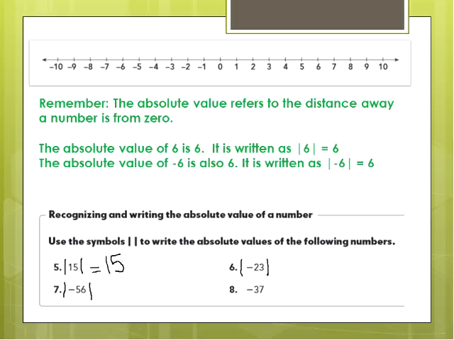How about what is the absolute value of -56? Go ahead, Sophie. The absolute value of -56 is 56. You are absolutely correct. Yes, excellent. And Jennifer, what is the absolute value of negative 23? The absolute value of negative 23 is 23. You are correct. Excellent.